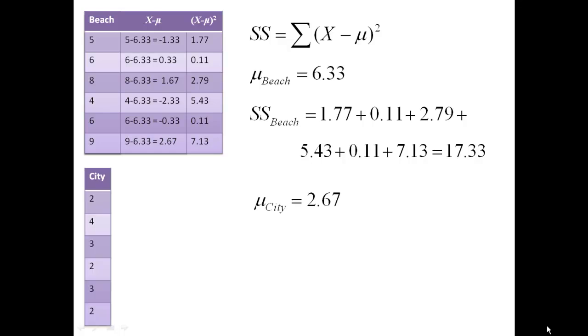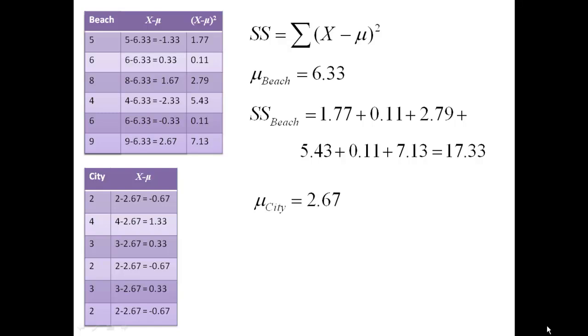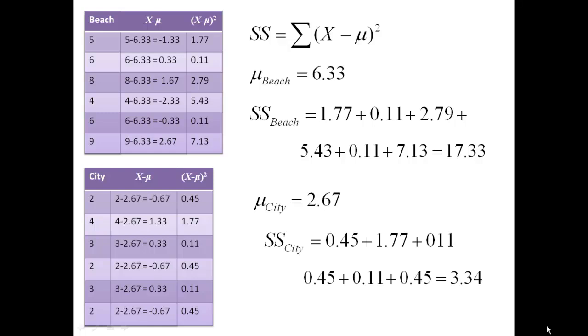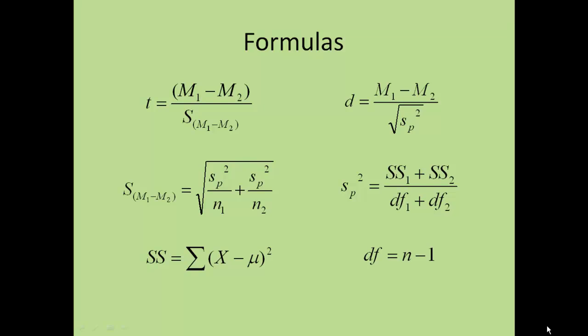Now we're going to do the same thing for the city data. The mean is 2.67. You subtract out the mean from each score of x, then you square all of those values, and this is what the formula for the sum of squares for the city looks like. So now we know the sum of squares for the beach and the sum of squares for the city. So what next? Well, let's go look at the formulas. And you can see, now that we have the sum of squares, we can calculate the pooled variance.